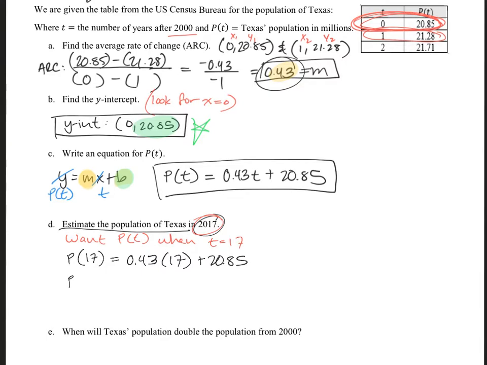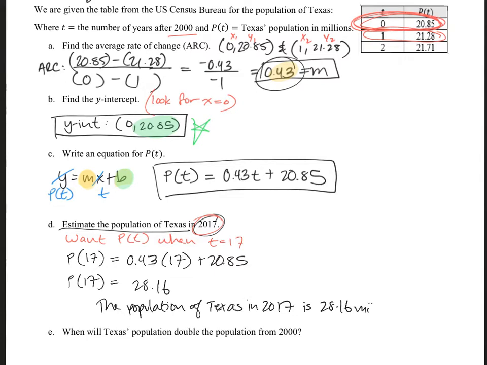Putting that into our calculator, we get that P of 17 equals 28.16, and writing this as a sentence, the population of Texas in 2017 is 28.16, and the unit is million, period. So that was the estimate for the population.